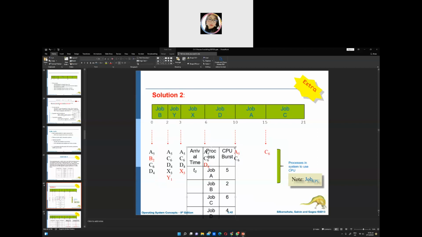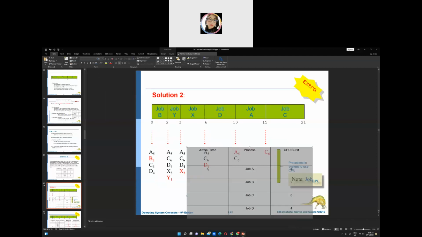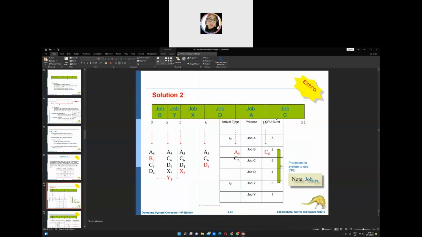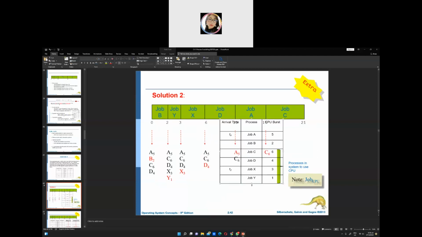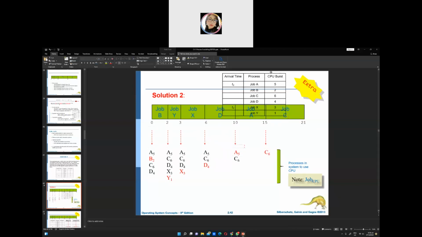Kenapa dia tak boleh nak kecil? Adai. Kenapa dia lah tu eh?